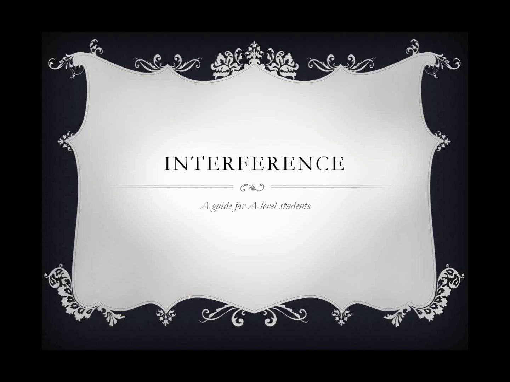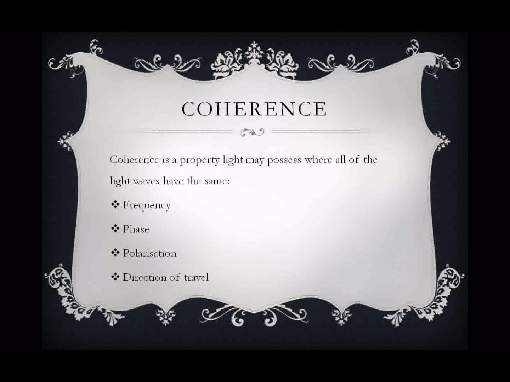Interference, a guide for A-level students. Firstly, we need to talk about coherence. In a coherent light source, all of the light waves have the same frequency, phase, polarization, and direction of travel.